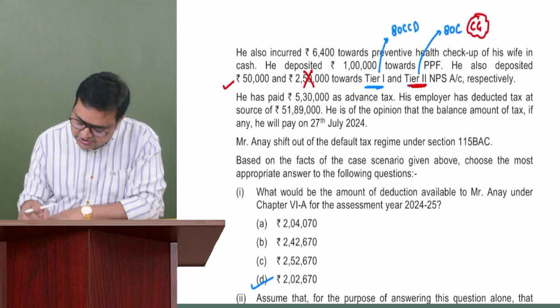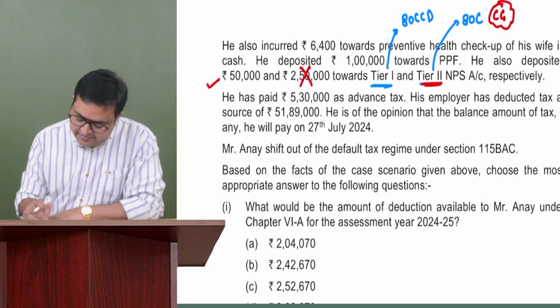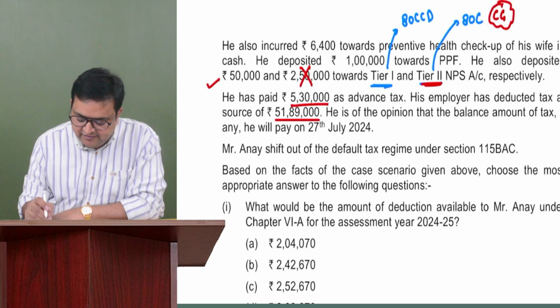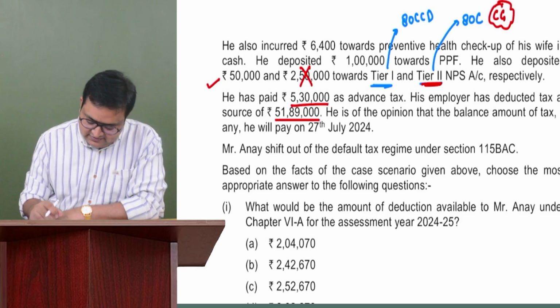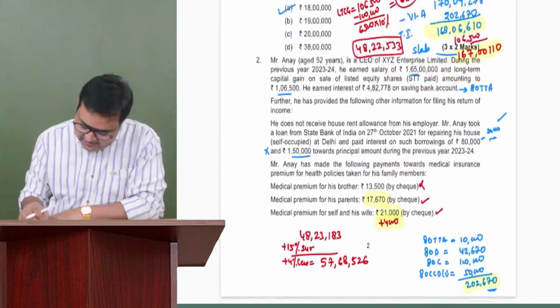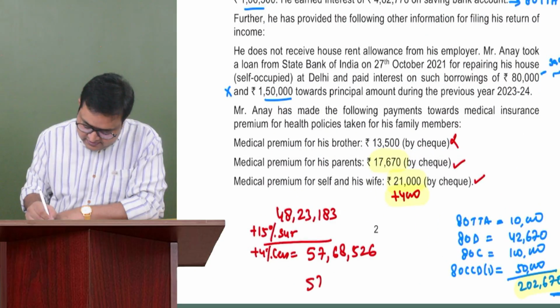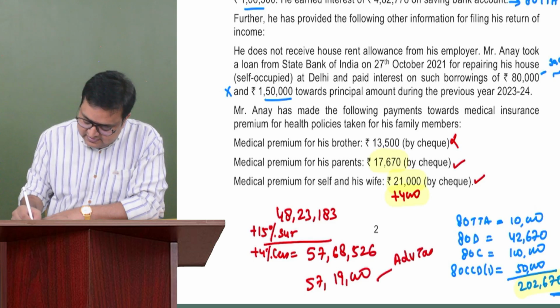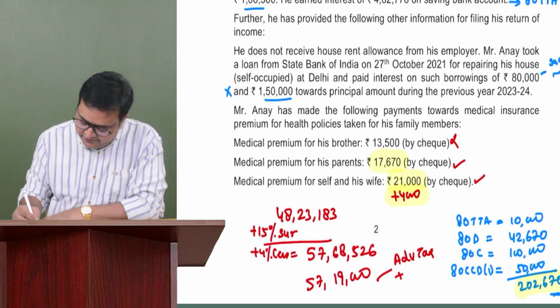And how much is the amount already paid? Advance tax 5,30,000 has been paid and TDS 5,18,189. Just see how much it is: 5,189 plus 5 lakh 30,000, that is 57 lakh 19,000 already paid through advance tax and second would be TDS, right?